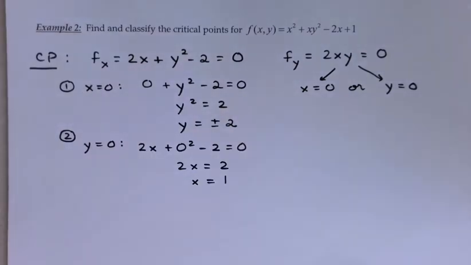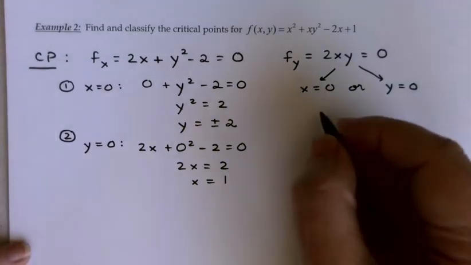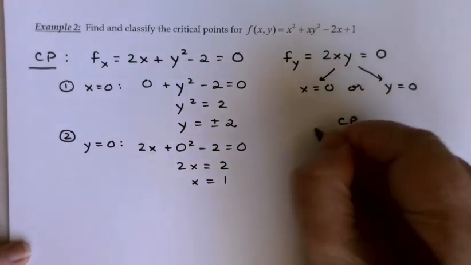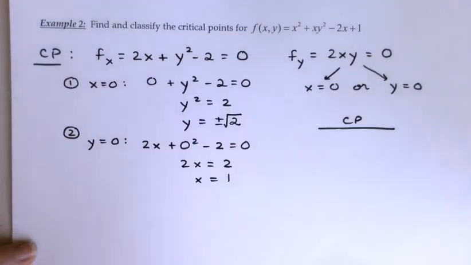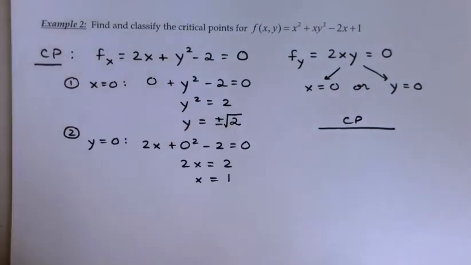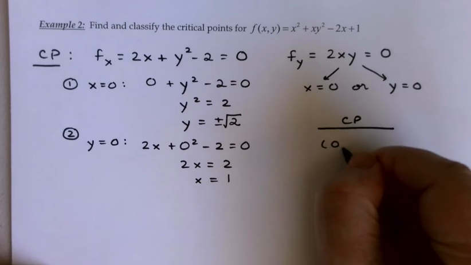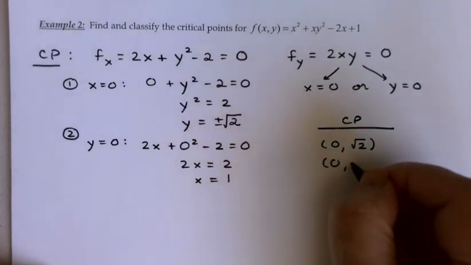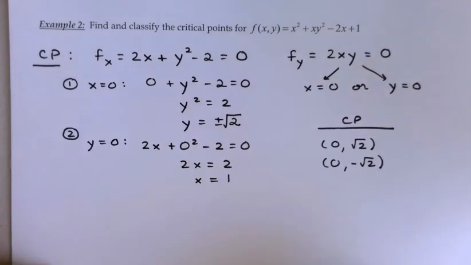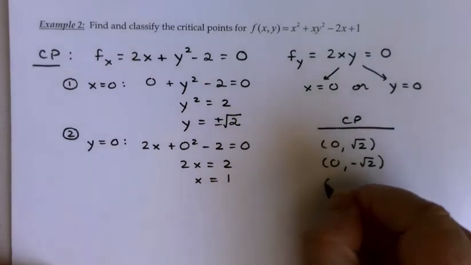So I actually ended up getting 3 critical points this time. I have 0 and positive the square root of 2, 0 and negative square root of 2, and then 1, 0 for this one.